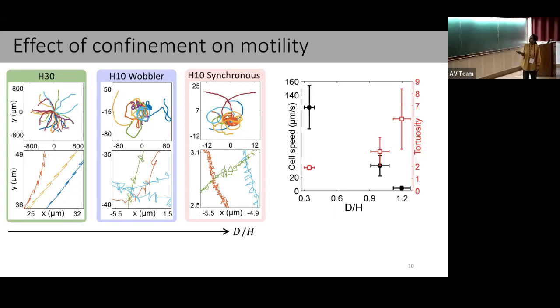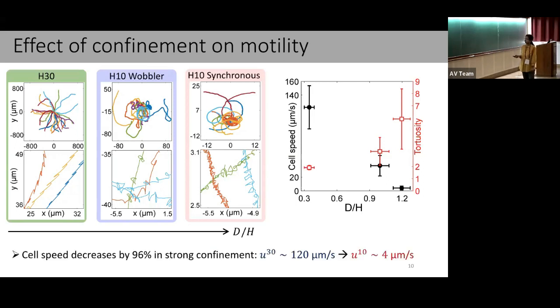And then you can also plot the cell speed. What you find is that as you increase the confinement, the cell speed comes down dramatically. So not only are these cells going in tight circles, they're also much slower than the weakly confined swimmers. And the tortuosity goes up. The cell speed decreases dramatically, but the cell doesn't really stop. It's just moving extremely slowly.